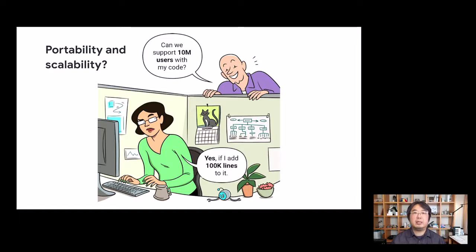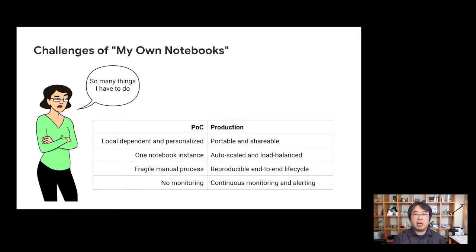For example, data scientists would ask the ops team whether they can support 10 million users with the prototype code. But usually you cannot do that, because prototype code is usually written without thinking about scalability or portability. You may have to add like 100,000 lines to it for scalability and portability. There are many gaps between the POC and production to fill.